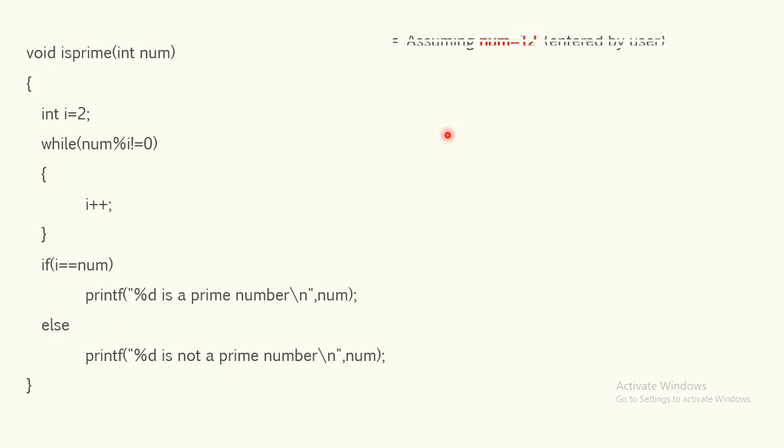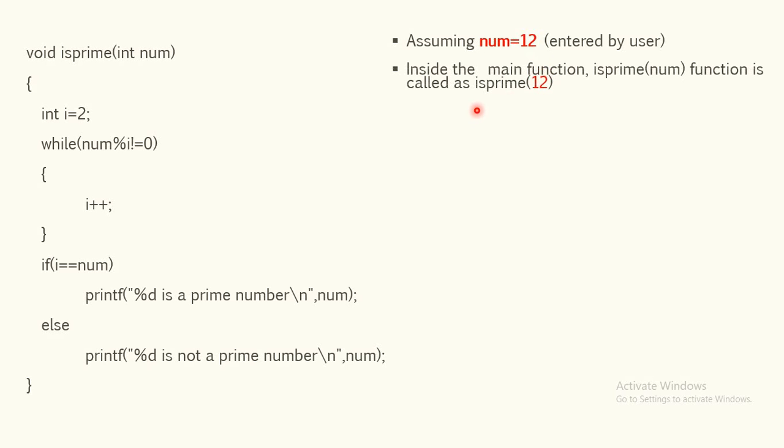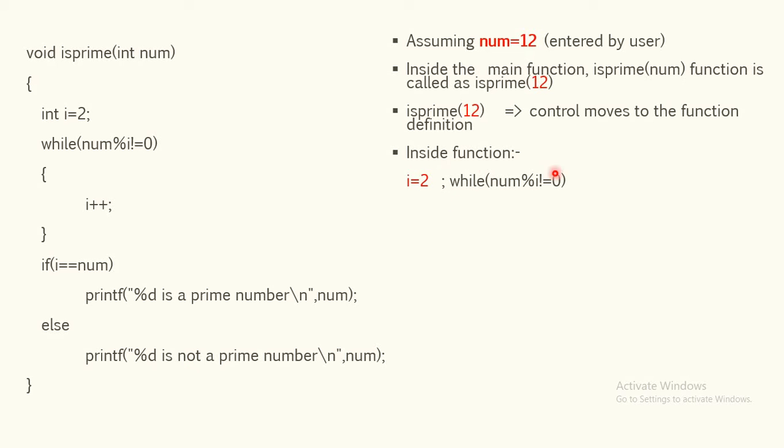If we look into one more example here, suppose the user has entered the number as 12. Then inside the main function, the isPrime function is called with the value 12. Control moves to the corresponding function definition isPrime and it proceeds with this logic. If we look into how it will proceed, i will initially be 2 and it checks the condition. The number is now 12, 12 mod 2. What is the value? It will be not equal to 0.